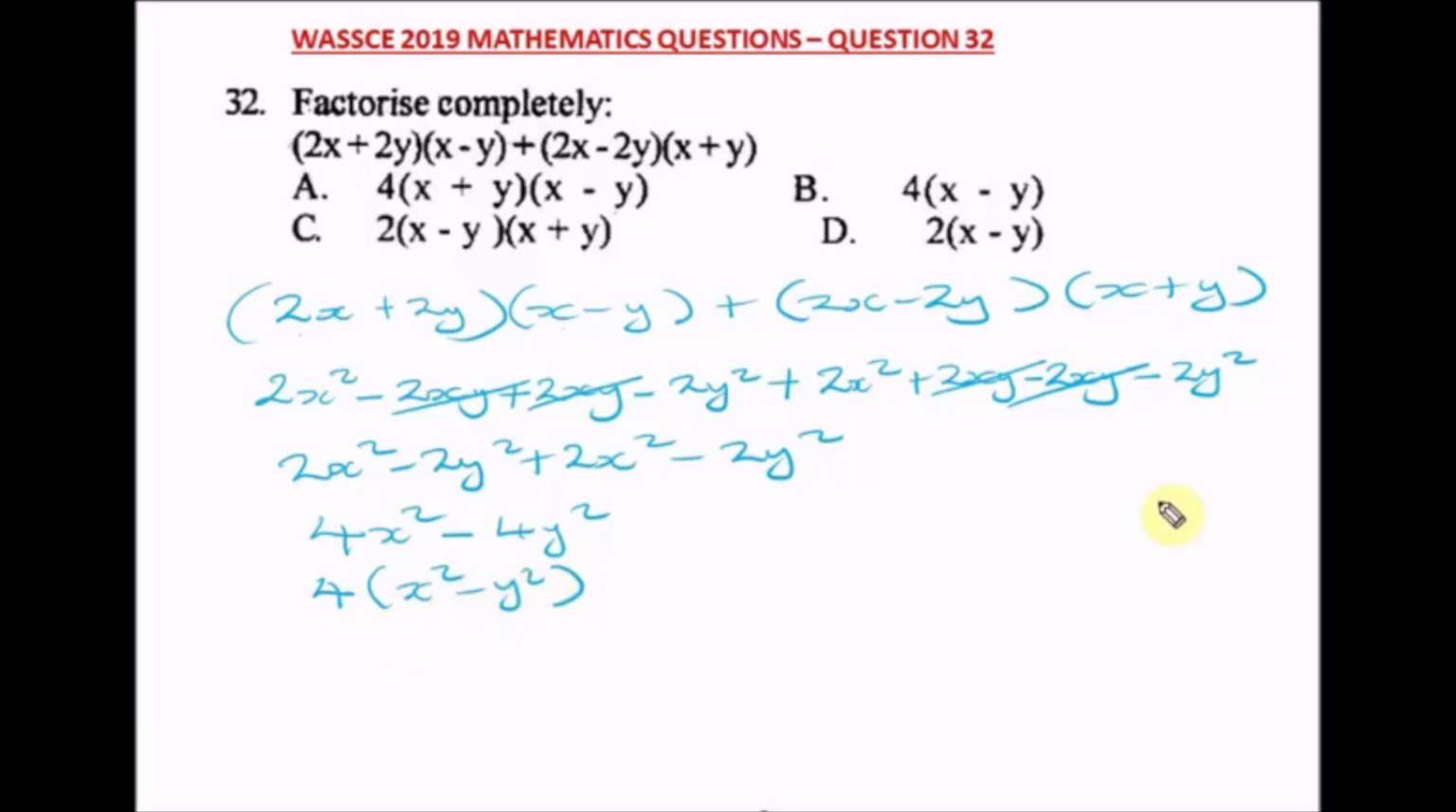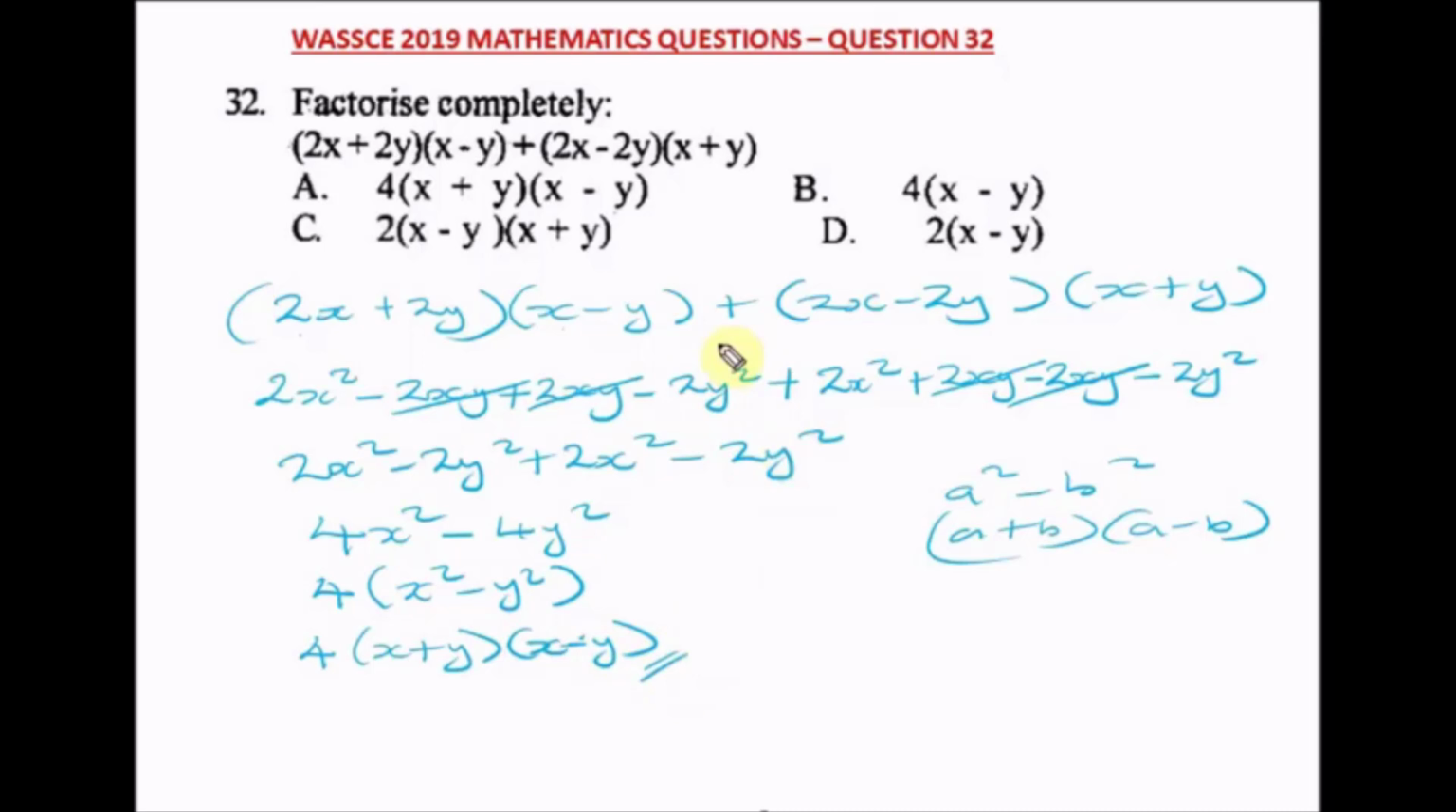Okay, and remember, when you have a squared minus b squared, it is the same as a plus b, bracket a minus b. Don't forget this, please. So this is likened to this. So we have 4 times x squared minus y squared, which is the same as x plus y, bracket x minus y. All right, so our answer is 4 times bracket x plus y, close bracket, open bracket x minus y, close bracket. Okay, so our right option here is option A.